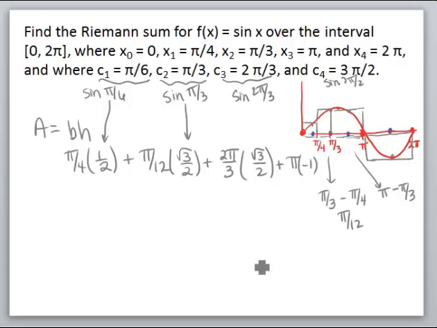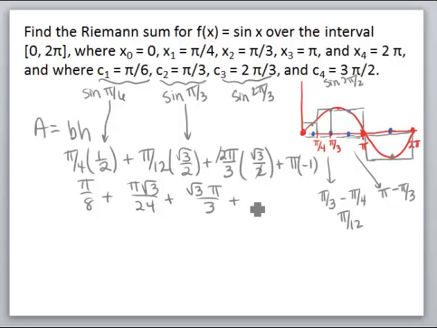Well, when you start multiplying these all together, you have pi over 8 plus pi square root of 3 over 24 plus, these could cancel, so we'd have square root of 3 pi over 3, plus negative pi. And when we add those all together, this would be approximately negative 0.708.